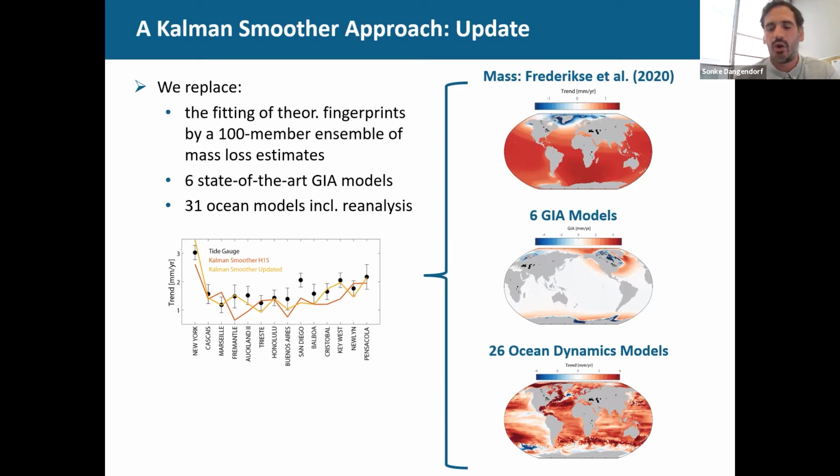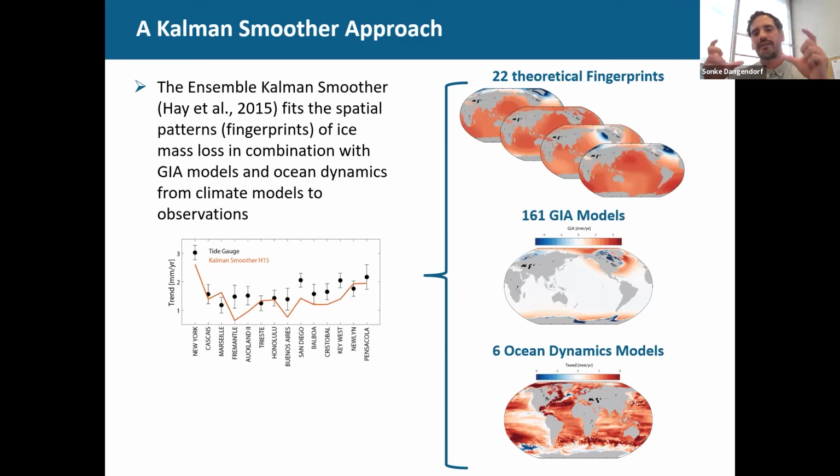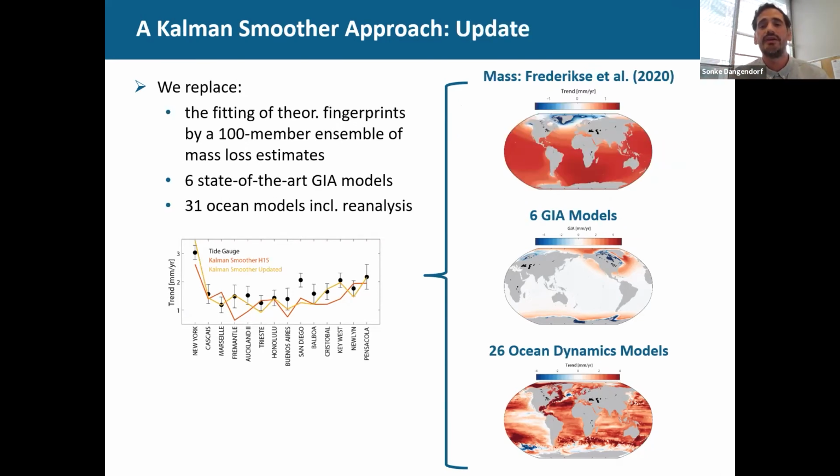So instead of fitting the theoretical static fingerprints to the tide gauge record, we can now replace that with prior information, including the temporal information from independent estimates of ice melt, which is much more accurate. And this overcomes the problem that we need to estimate the spatial distribution from fingerprints that are highly correlated with each other. I'm also using GIA models. Here in that assessment, I'm using 6 very state-of-the-art glacial isostatic adjustment models that are integrated into the Kalman Smoother.